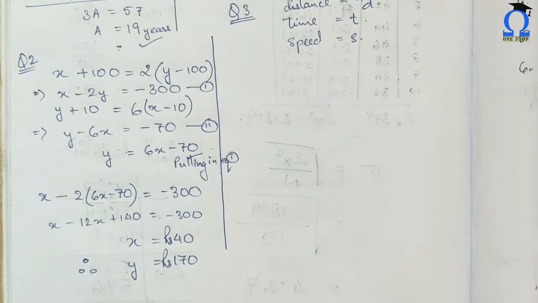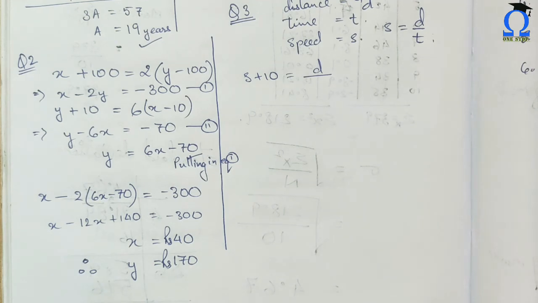So if default speed is s and default schedule time is t and distance is d, that means we have a simple equation, that is speed equal to distance by time. Now they are saying if the speed is increased by 10, then for the same distance the time would be 2 hours less. Simple. I have just decoded the English into mathematics.